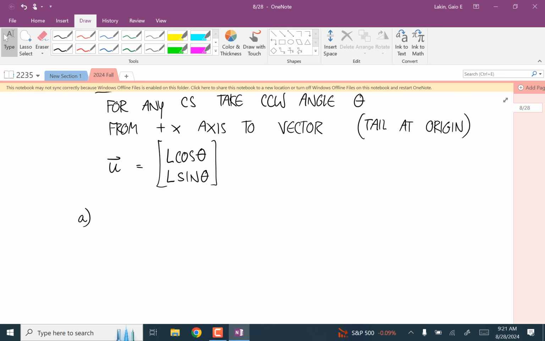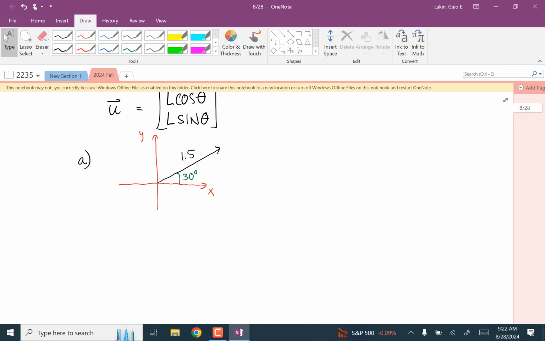And so for part A, let me draw it again. We have a coordinate system like this. The tail of our vector goes at the origin. The length is 1.5. This angle is 30 degrees. Start at the positive x-axis and go counterclockwise until you hit that vector. What's that angle theta? 30, positive 30, yep. Or you could go clockwise and call that negative 330 degrees. Whichever one you do, plug it in and you'll get the same answers for the components.